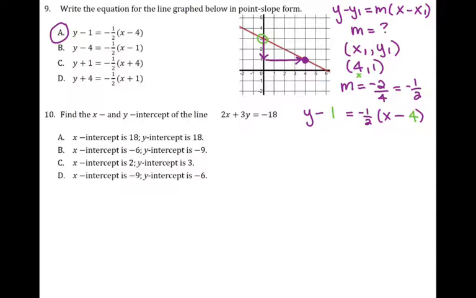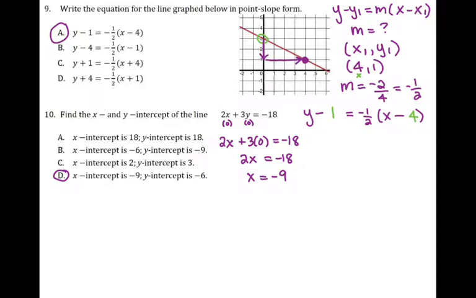So you're always subtracting whatever your x and y values are from your points to get it into point-slope form. Okay, number 10, find the x and y intercepts. So to find the x and y intercepts, what you're going to do is you're going to plug in 0 for each one of the variables, one at a time, of course. So to find my x-intercept, I'm going to plug in 0 for y. That gives me 2x equals negative 18, so x equals negative 9. And right away I can see that my answer is letter D.